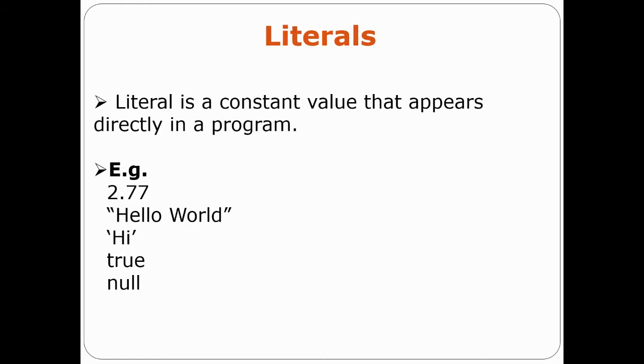Start with the first, literals. A literal is a constant value that appears directly in a program. That is actually the value which we are assigning to the variable. That we call a literal.